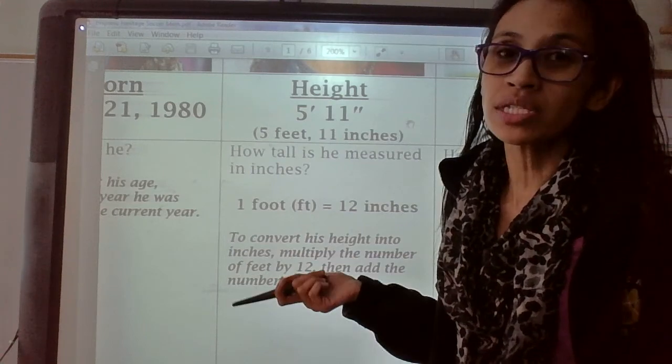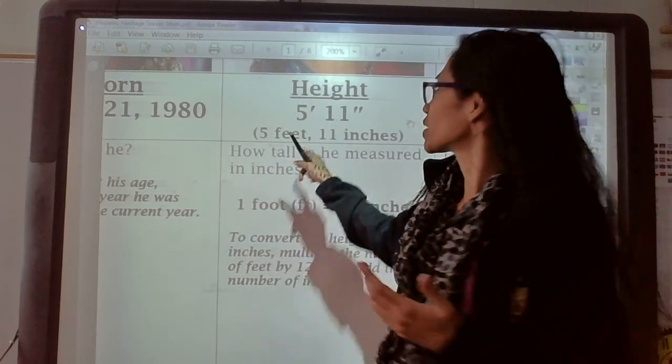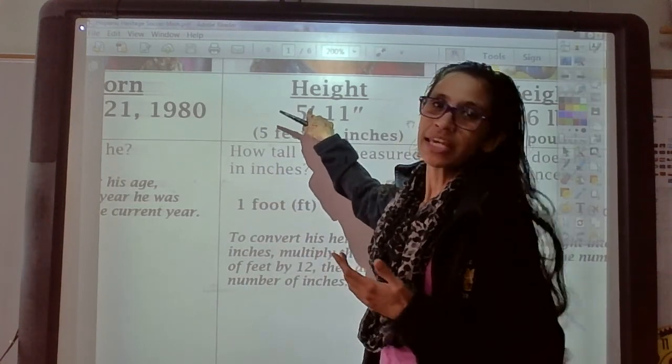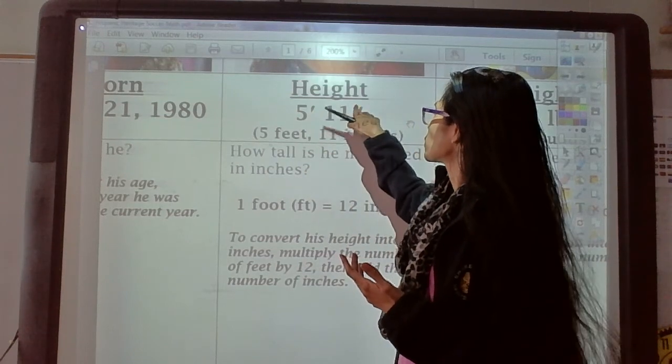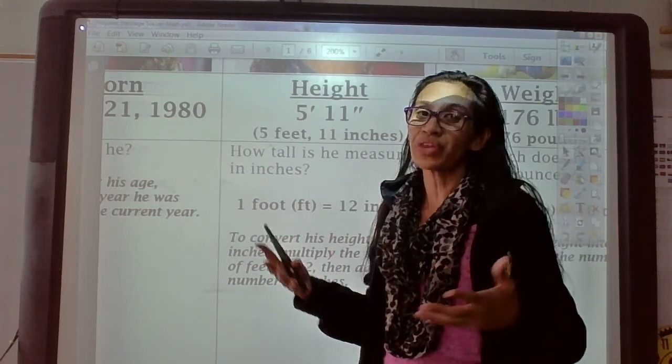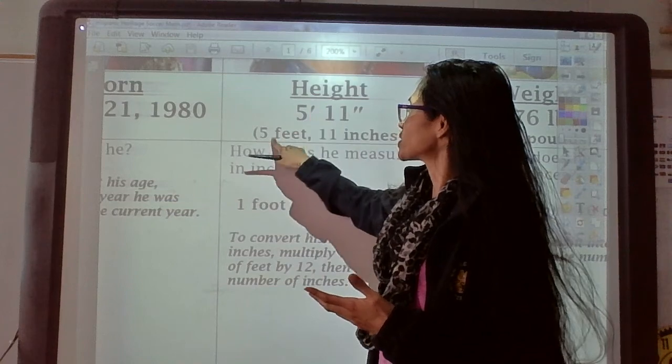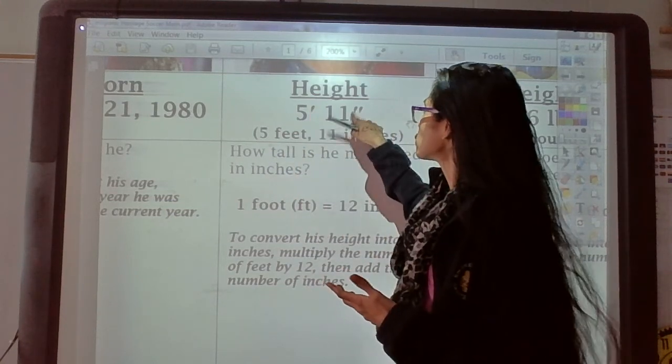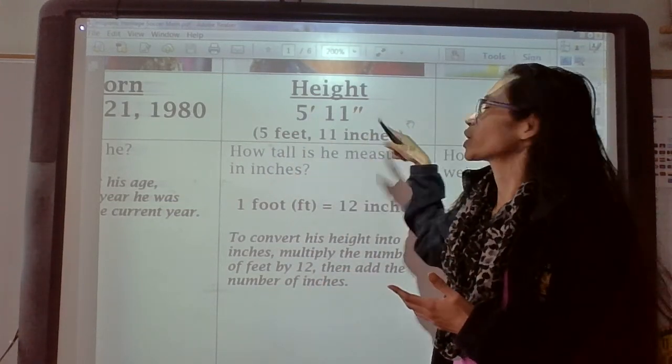Now, usually when you see height measurements, you'll see it like this: 5 with a little tick mark right there, and 11 with the little 2 tick marks. And what that stands for, this 1 stands for feet, and the 2 double ones stand for inches.